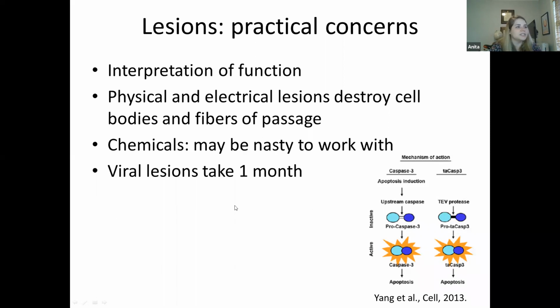And then for viral lesions, supposedly there are some fast acting ones, but I've heard through the grapevine that in practice all viral lesions take at least a month to take place. So then you're holding on to your mice for a long time. In particular this, as well as DTA and the caspase-3 based methods.